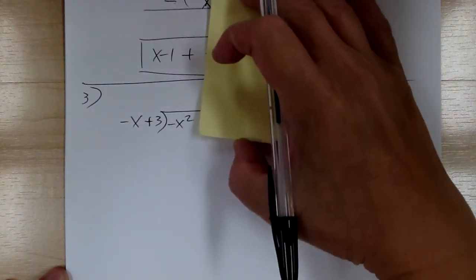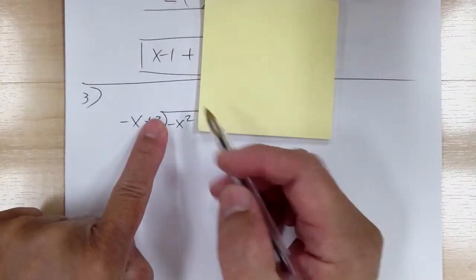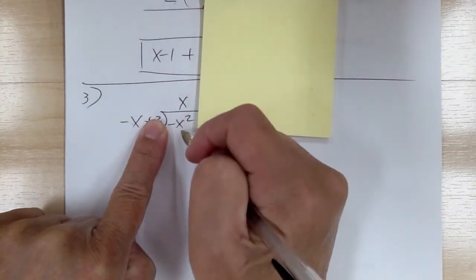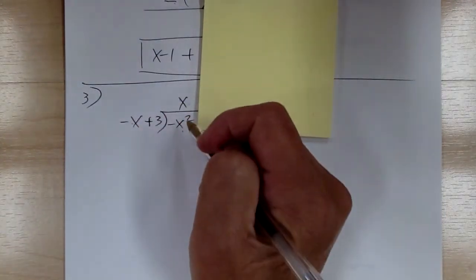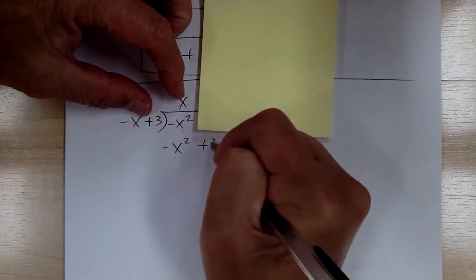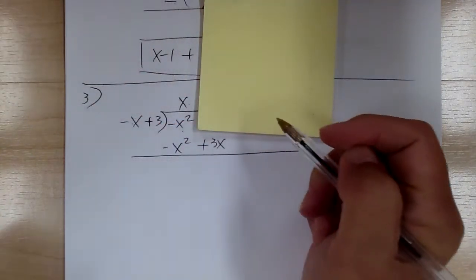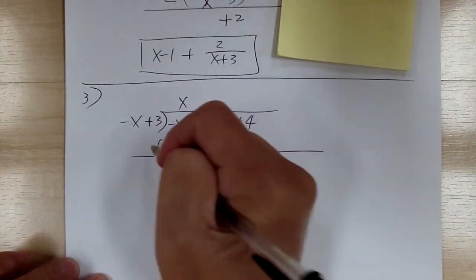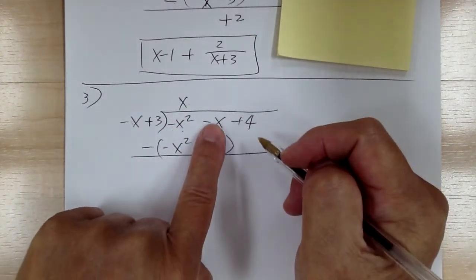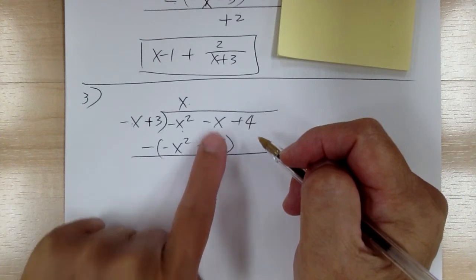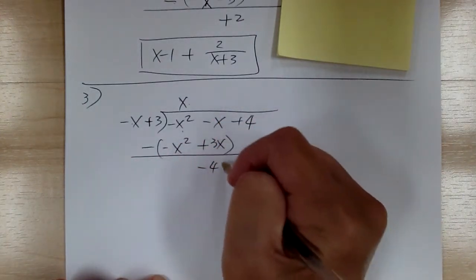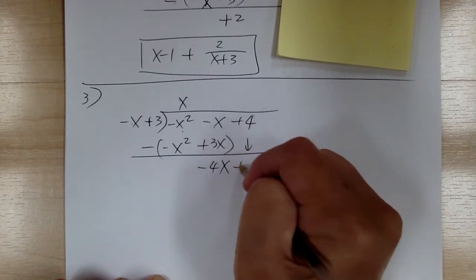You can look at the first term. Negative x, you need to have an x over here. Negative x times x will give you negative x squared. So go and multiply. You got negative x squared plus 3x. Then put parentheses, subtract. Again, the first term always cancels out. You got negative 1x minus negative 3, so negative 1 minus 3 will give you negative 4. So negative 4x, you drop the next one.